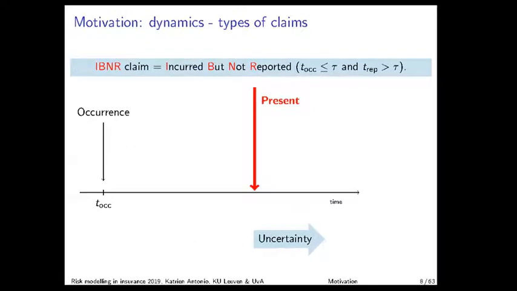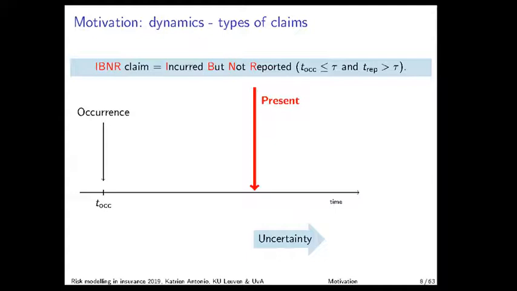A third type of claim is an IBNR claim. That is a claim that is incurred but not yet reported. For such a claim, the insured event took place already, but the insurance company is not yet aware of the claim that comes with it. This claim will be reported in the future. Its complete development takes place in the future.